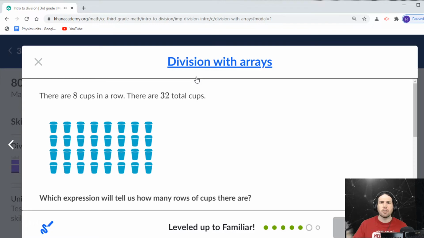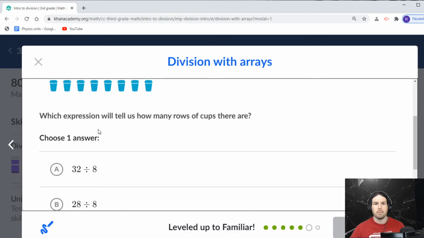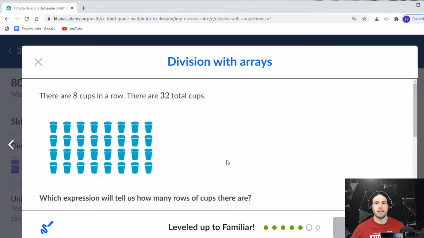There are 8 cups in each row. There are 32 total teacups. That's 32 divided by 8 equals 4 total rows. And again, 8 cups per row, 32 total cups. So what you're finding when you divide 32 by 8 is the number of rows. Whereas if I took 32 and divided by 4, it would give me the number of cups in each row. So 32 divided by 8.